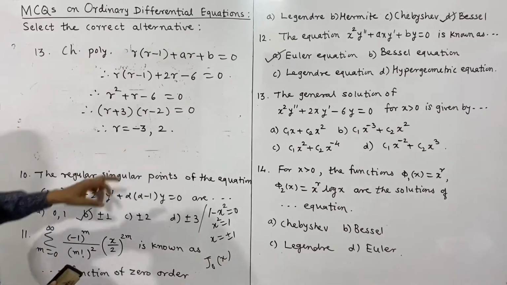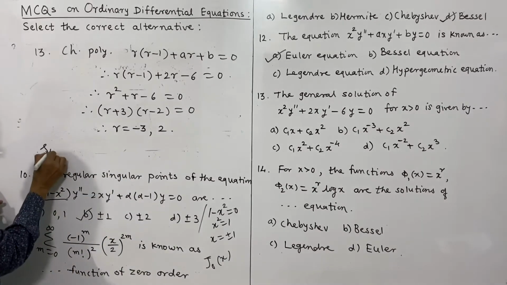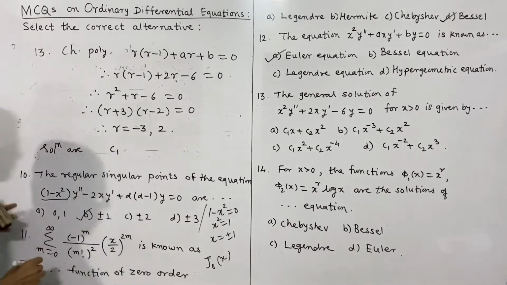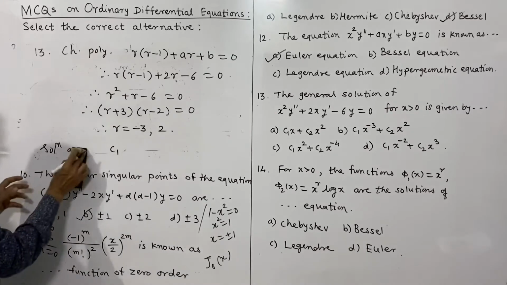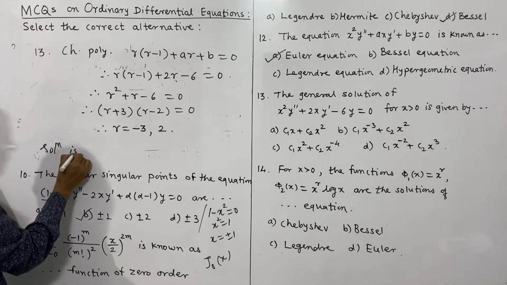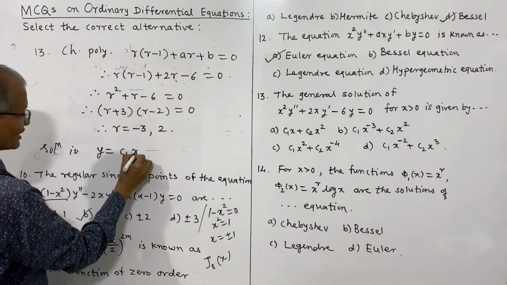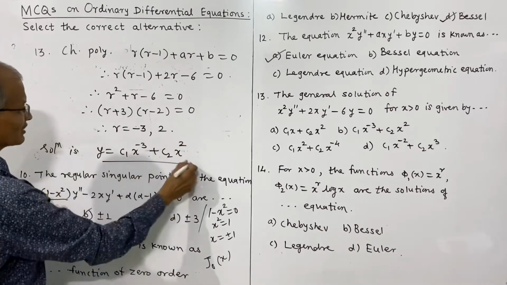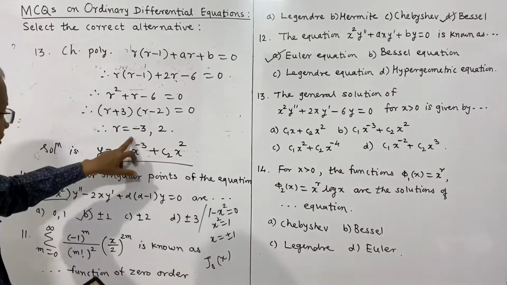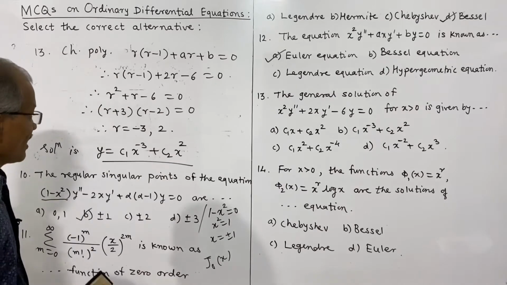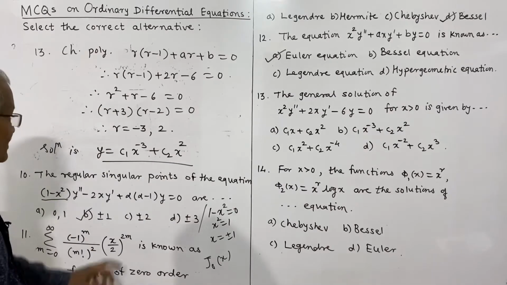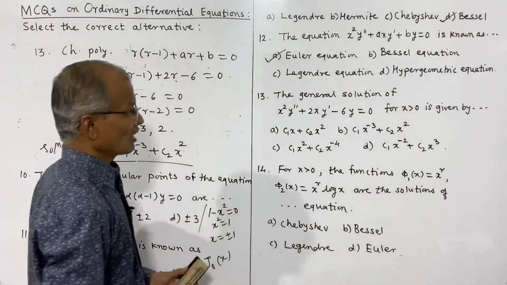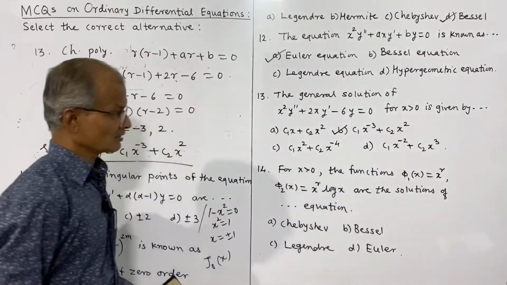And if these are the values of r, then the solutions are x to the power r. So separate solutions, and the combination will be the solution. Solution is y is equal to c1 x power minus 3 plus c2 x power 2. So this will be the solution corresponding to these roots of the characteristic polynomial. And you see which will be the choice here: c1 x power minus 3 plus c2 x to the power 2. And this is the correct choice.